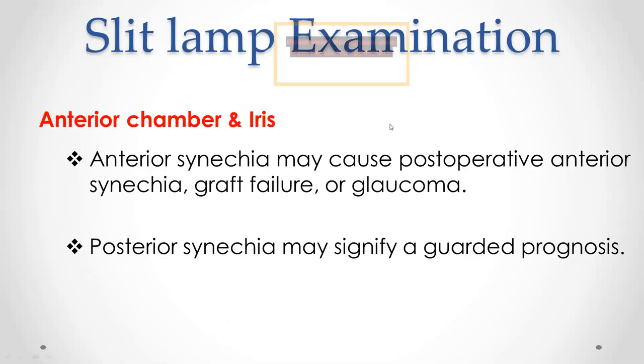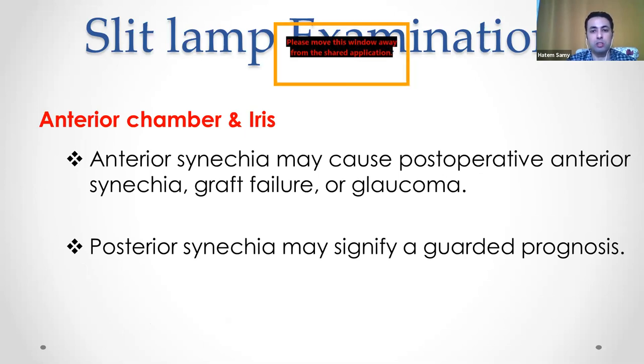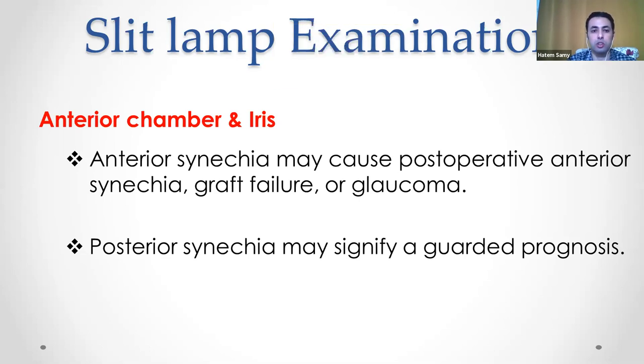Resume again. We go to anterior chamber and iris evaluation. We have to check that there is no anterior synechia, because it is a very difficult situation intraoperatively. We have to maintain a good anterior chamber intraoperatively, and this is very good for corneal prognosis and for a successful graft. Still, synechia carries a guarded prognosis as regards intraocular pressure.